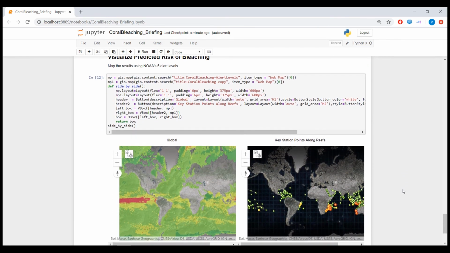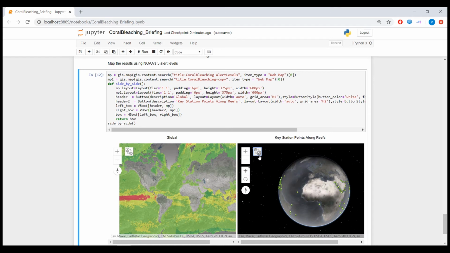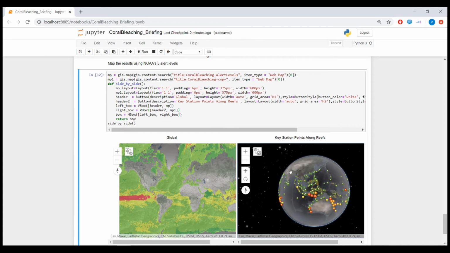Now we've got the predicted risk of bleaching, and using NOAA's five key alert levels, we can map it both globally on the left and focused in on key station points along reefs on the right.